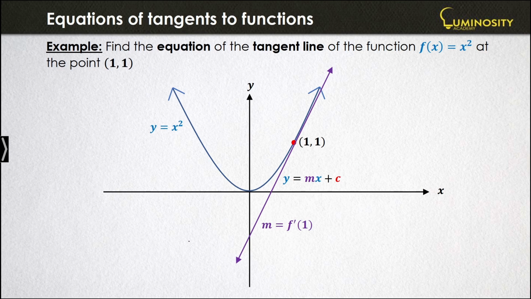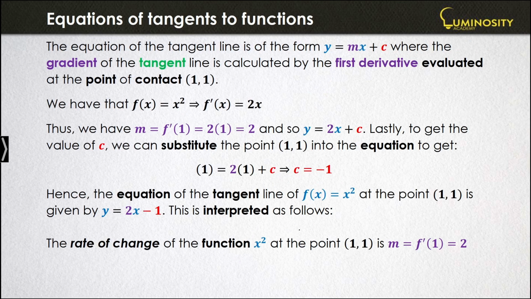So let's have a look at a concrete example to apply this. We want the equation of the tangent line of the function f of x equals x squared at the point 1, 1. So here's the point 1, 1 on f of x equals x squared. All right, so if we draw a tangent line here in purple, the gradient of that tangent line is going to be the first derivative evaluated at x equals 1. Okay, so if we do the derivative of x squared using the power rule, we get 2x. And then if you put in 1 for your x here, f prime of 1 is 2 times 1, which is 2. So the gradient of the tangent is 2.